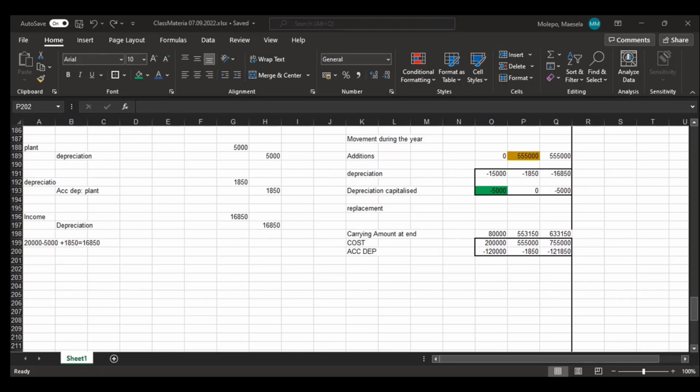Derecognition. The carrying amount of a PPE item shall be derecognized on disposal or when no future economic benefits are expected from its use or disposal. So if the asset we are using is no longer giving us value, then we have to derecognize it. We can derecognize it by selling it, or because we see that there are no other benefits that we can realize from it.